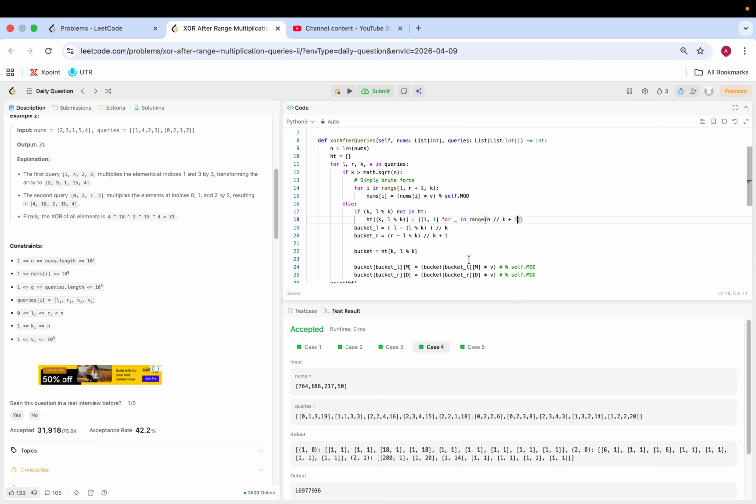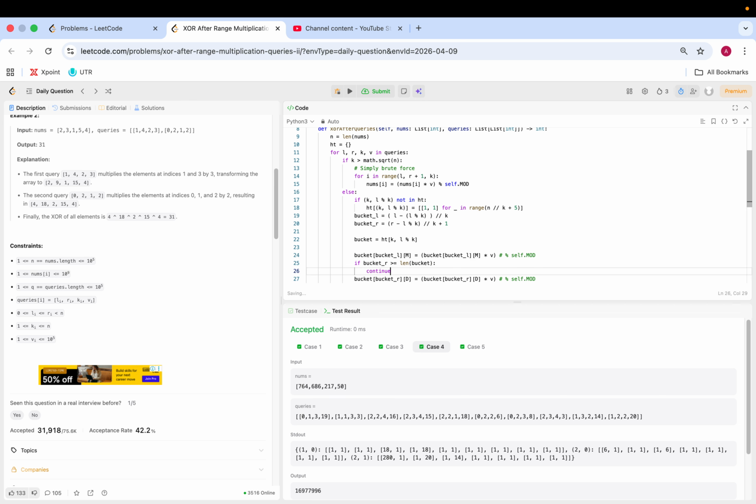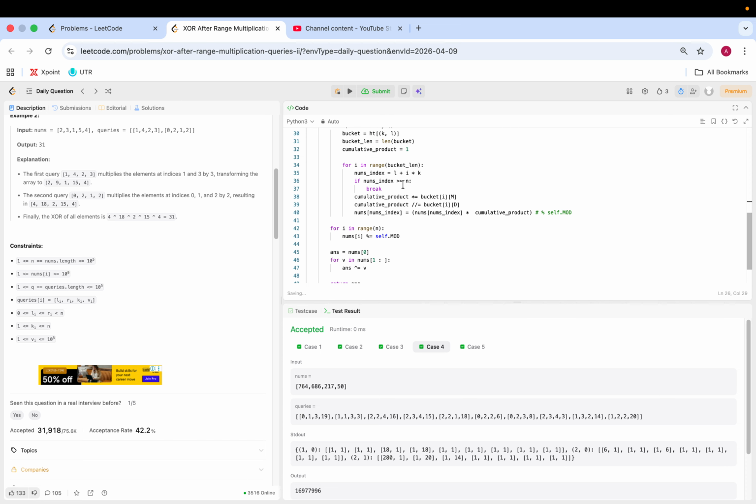All right, we'll say +5, and then as a deterrent, if bucket at R is greater than or equal to the length of bucket, then just, I guess, continue. Because as soon as we go past that index, we break out anyway.